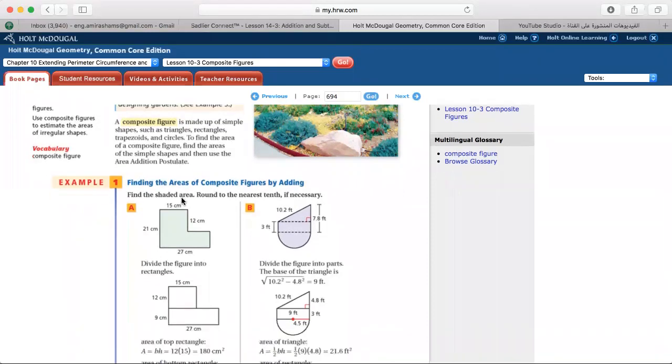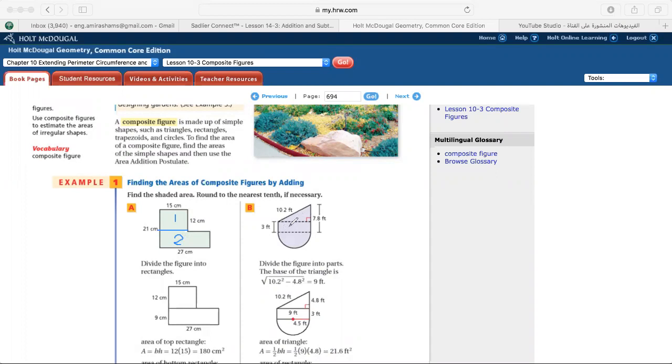To find the area of a composite figure, find the areas of the simple shapes and then use the area addition postulate. So, if I have a composite shape, I will divide this shape into famous or popular shapes, simple shapes like this one. I can divide the shape here into two rectangles. I will get the area of rectangle 1, then the area of rectangle 2, then I will add the two areas together to find the area of the whole figure, the area of the composite figure.